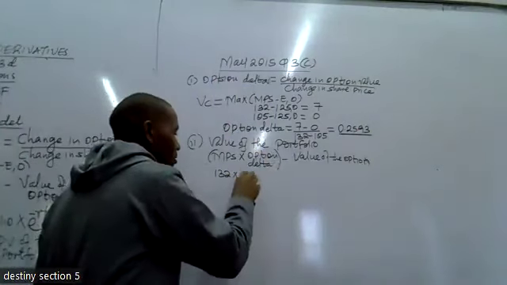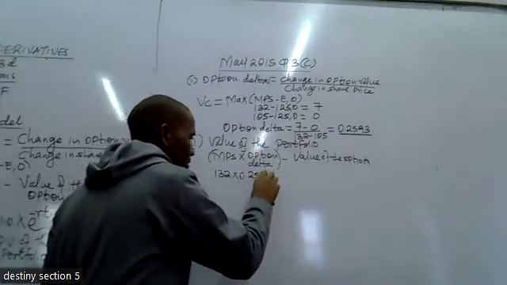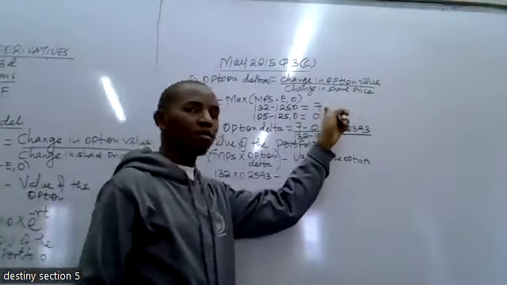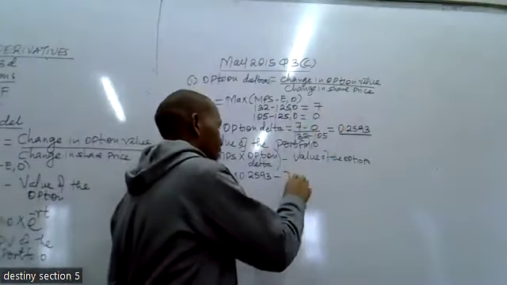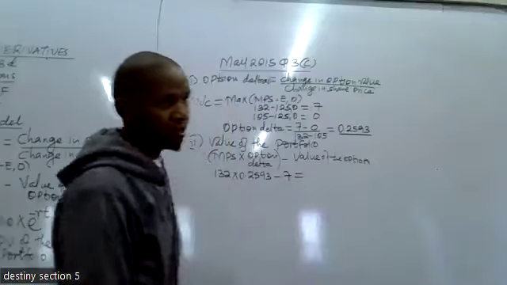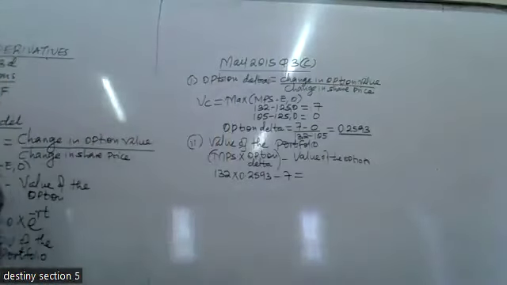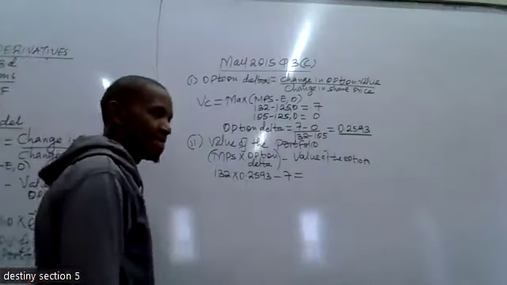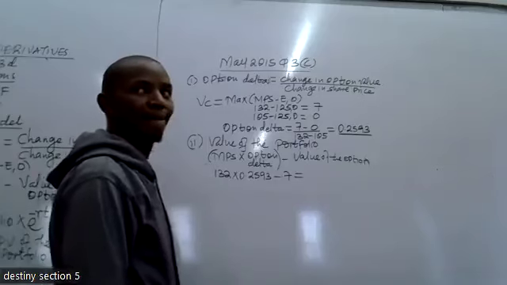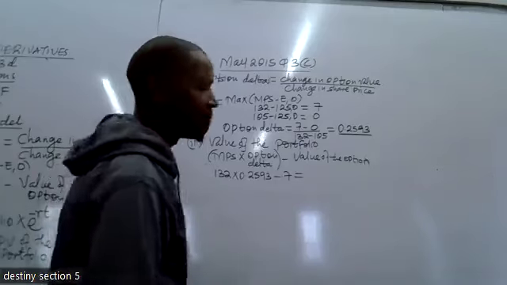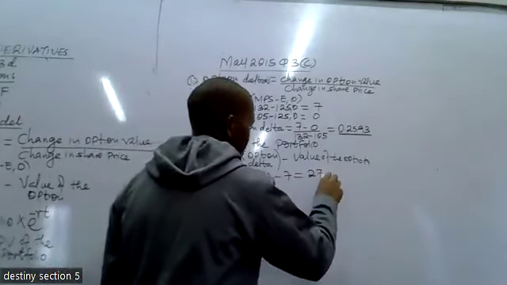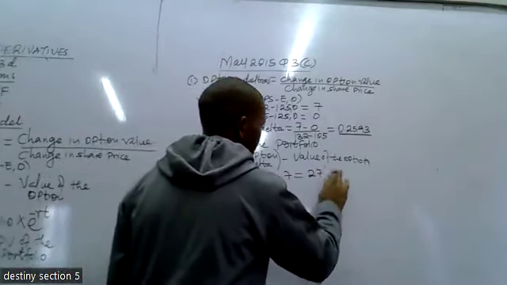Option delta, we have 0.3. So then the value of that option is how much? 7. To give you how much? Yes. 20. 0.22.